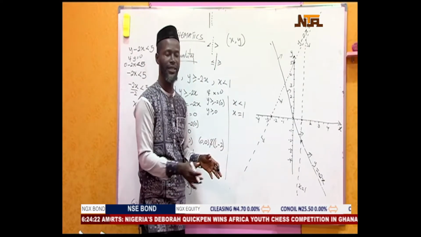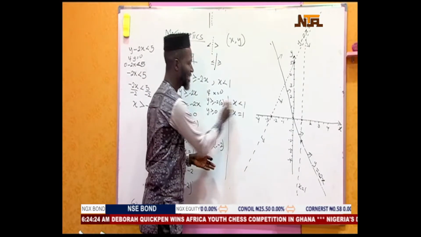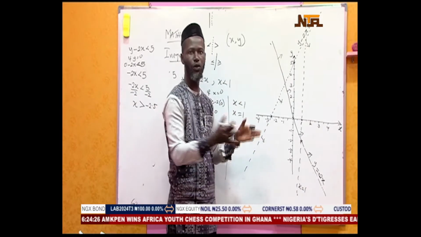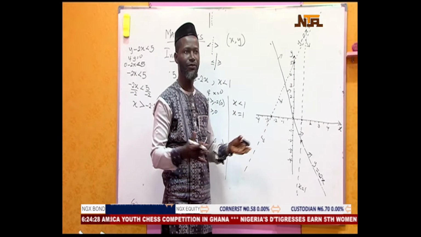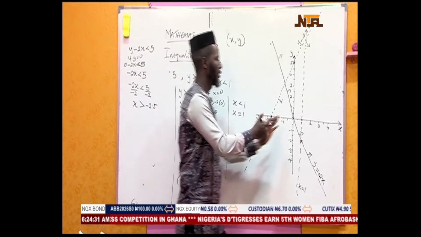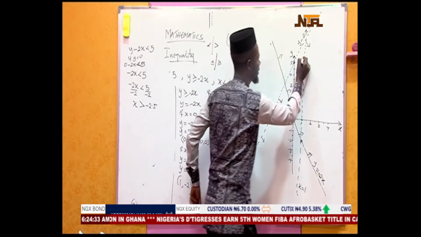Now, we have to be shaded now. So just go back to this, less than 1, less than 1. So this one, we don't need to use any value for x or y. You just say less than 1 is the left-hand side. So our solution side is here.